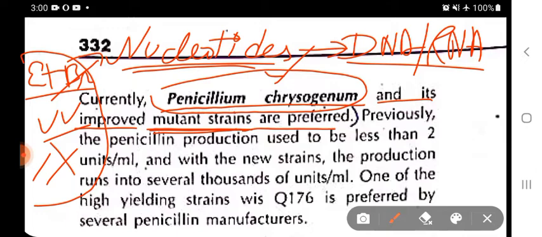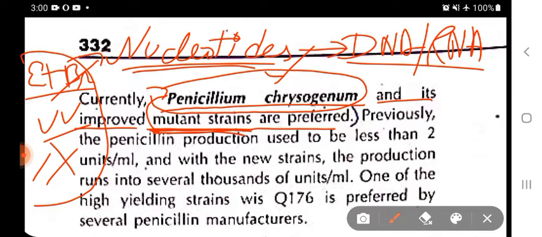So some mutant strains of Penicillium chrysogenum have been prepared by causing mutagenesis. That means we create mutations within the genome of Penicillium chrysogenum to make an improved variety, which can be employed for large scale production of penicillin. Right? I think you have understood. I have tried to say in short what mutant strains mean.